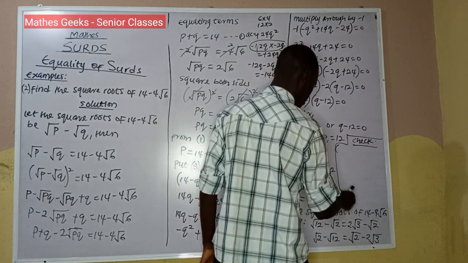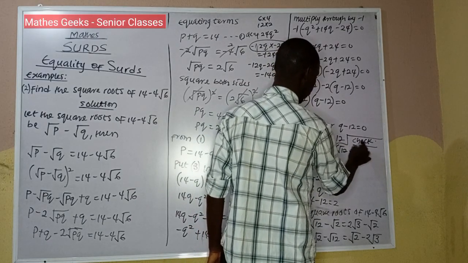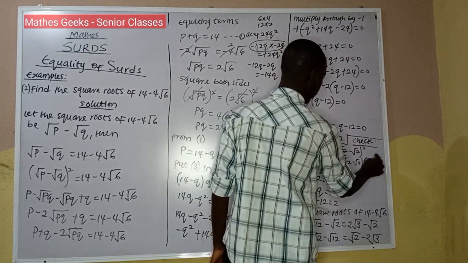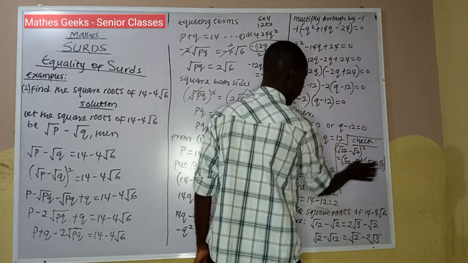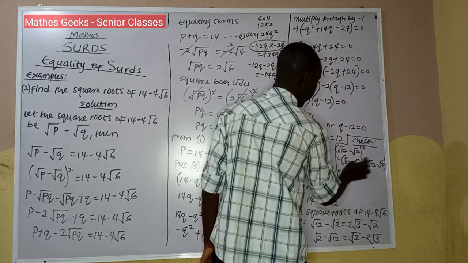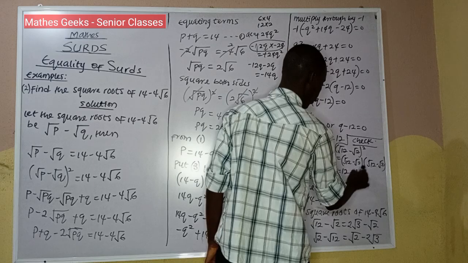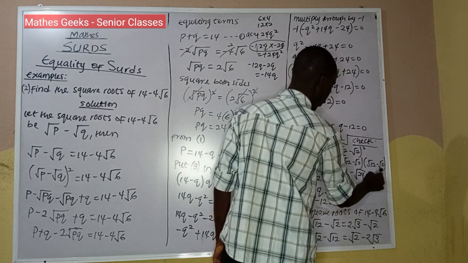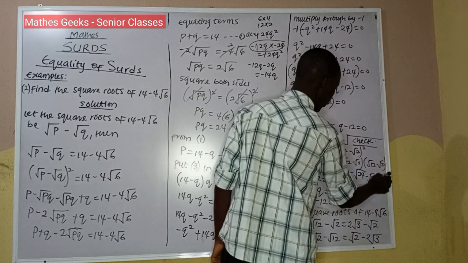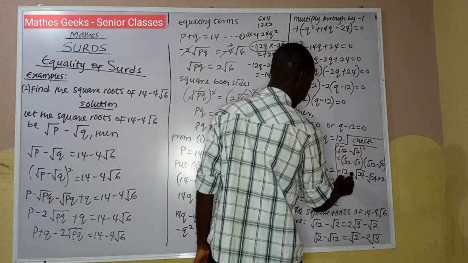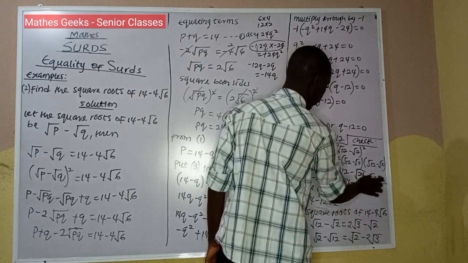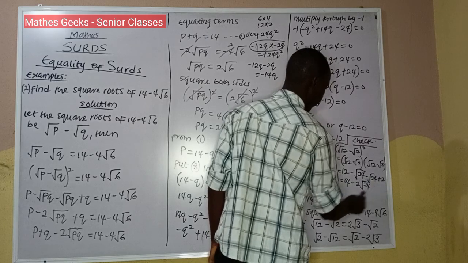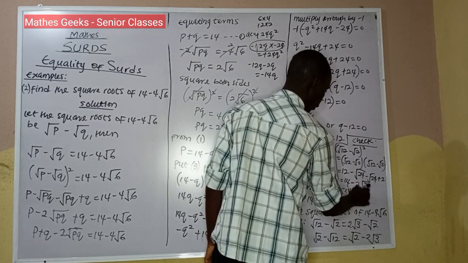So root 12 minus root 2 squared is equal to root 12 minus root 2 times root 12 minus root 2. Root 12 times root 12 is equal to 12. Root 12 times minus root 2 equals minus root 24. Minus root 2 times root 12 is equal to minus root 24. Minus root 2 times minus root 2 gives us plus 2. 2 plus 12 is equal to 14. Minus root 24 minus root 24 gives us minus 2 root 24. And this is equal to 14 minus 2 root 24.